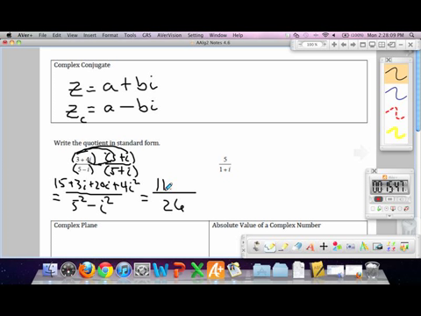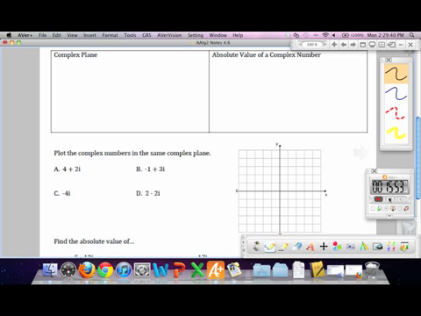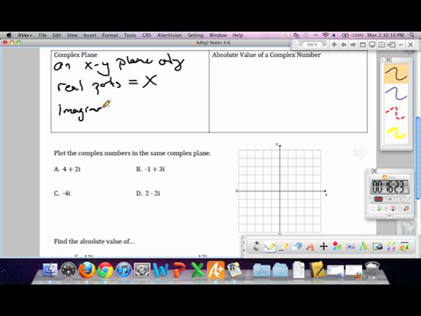Complex plane is basically, we'll just do an XY plane, just like we've graphed before, X and Y. Only the real parts will be graphed on the X, and the imaginary parts we'll graph on the Y's. So if I ask you to graph a complex number, X's will represent the real parts, and Y's will represent the imaginary parts.